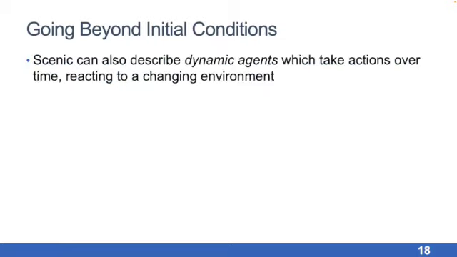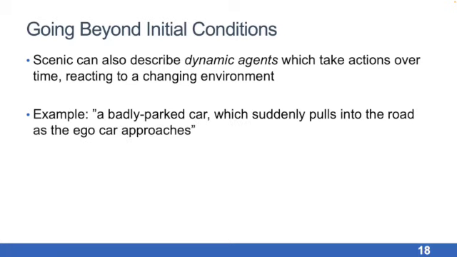So what we've seen so far in Scenic can be used to define kind of the initial conditions for a simulation. You can generate just single images, or you could generate a starting point for a simulation and let things go from there. But Scenic also allows you to describe how agents behave over time in response to their changing environment. So continuing the badly parked car example we had before, maybe we now want to say this car suddenly pulls into the road as the ego car approaches.